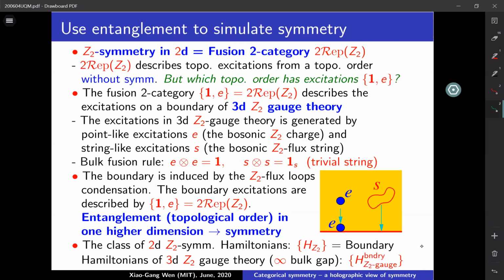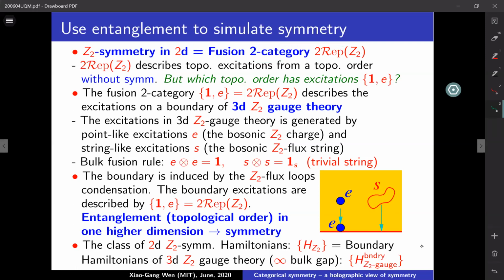And this 3D Z2 gauge theory, or 3+1D Z2 gauge theory, has many boundaries. One particular boundary comes from condensing the string. We condense the string and we can form a boundary. In this boundary, we no longer have a string, because the string is merged with the ground state. It has just disappeared. However, the bulk charge E still represents a non-trivial excitation at the boundary. So the boundary of this string condensation is really just 1 and E. So this string-condensed boundary just recovers this fusion category.